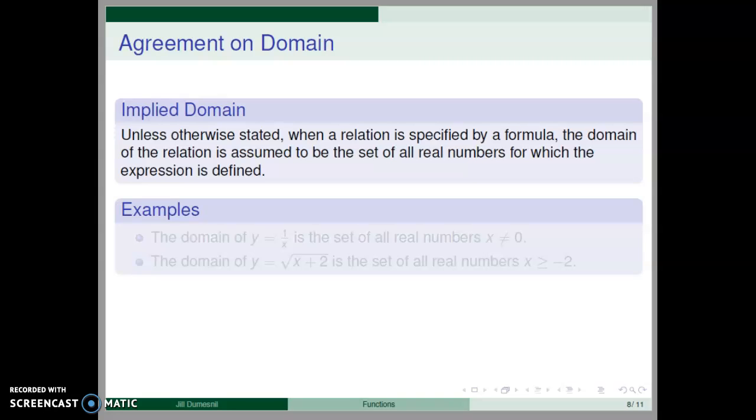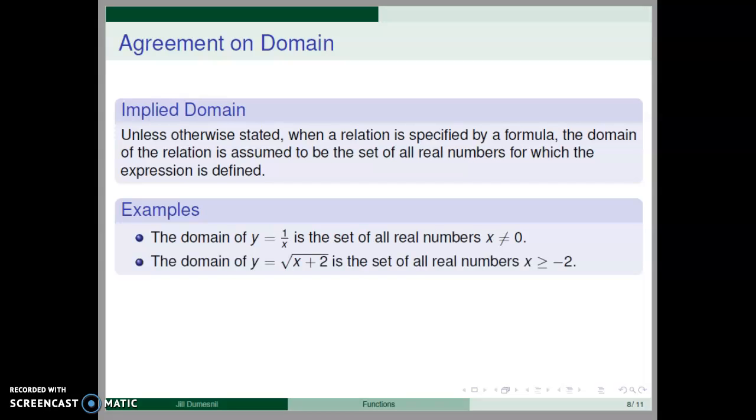Let's consider two quick examples. The domain of y equals 1 over x is the set of all real numbers x not equal to 0, because all non-zero values of x can be substituted into the formula. The domain of y equals the square root of the quantity x plus 2 is the set of all real numbers x greater than or equal to -2, because these values make the radicand non-negative.